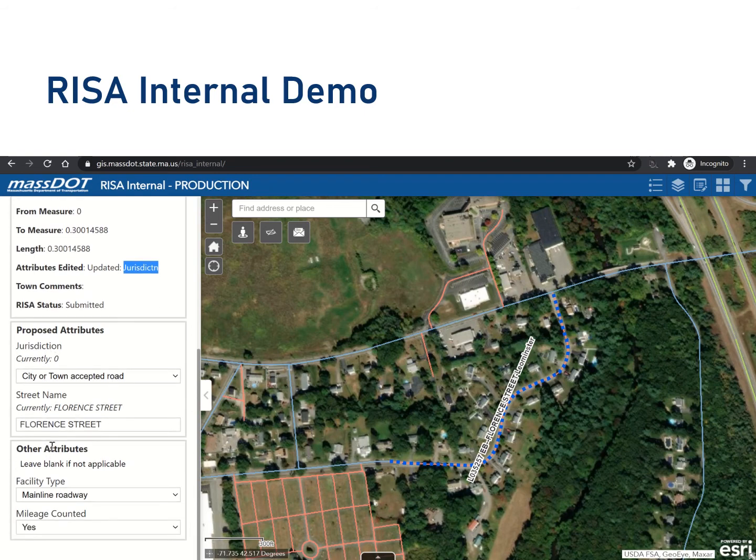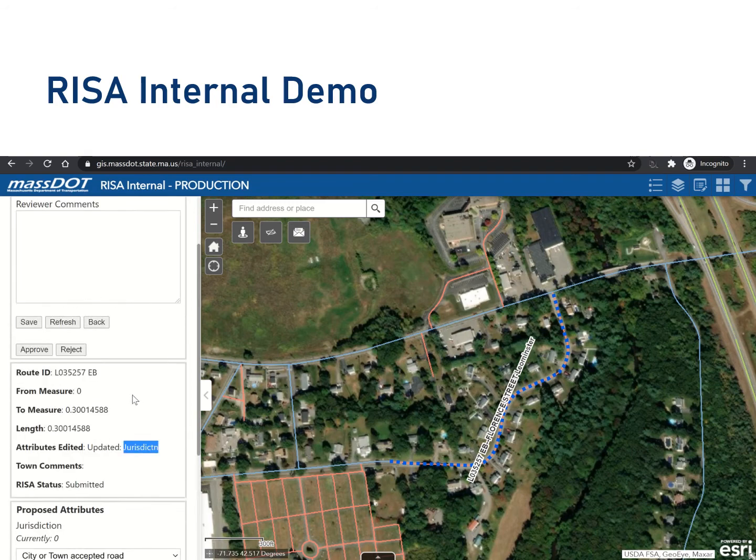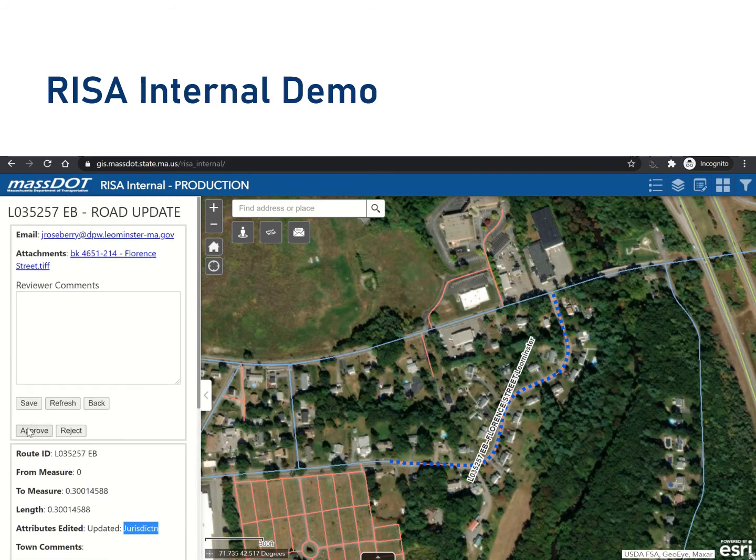Depending on the attributes being updated, there are some other attributes that are hidden from the towns and cities, which are based on some logical decisions within the attributes. So in this case, facility type and mileage counted need to be set because the jurisdiction is being set to city or town accepted. If I'm happy with this, I can choose to approve it.